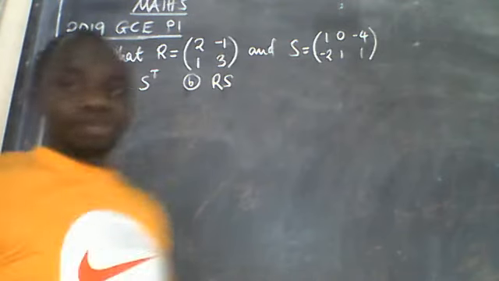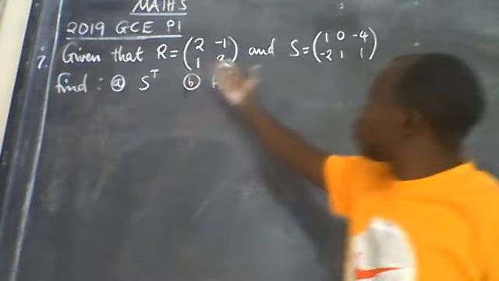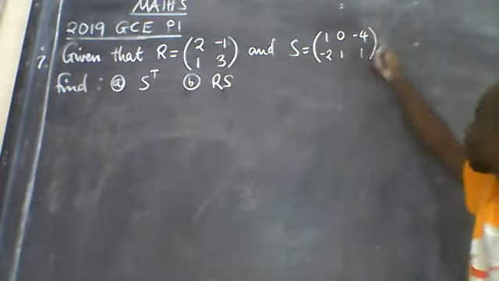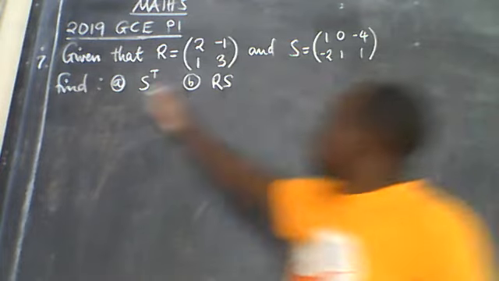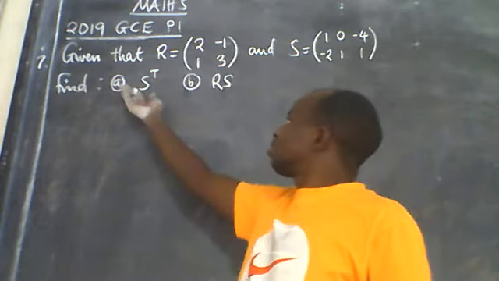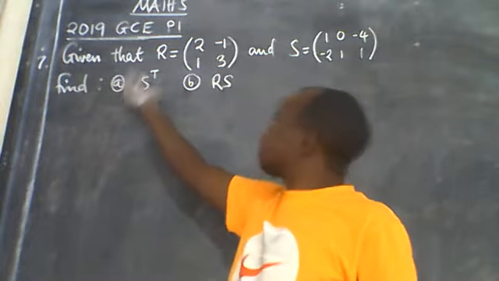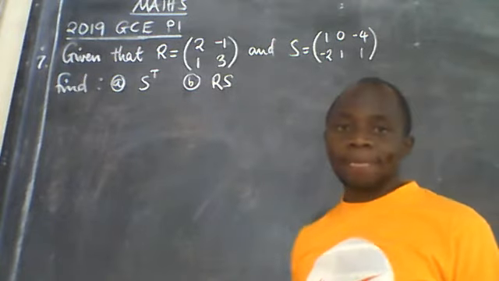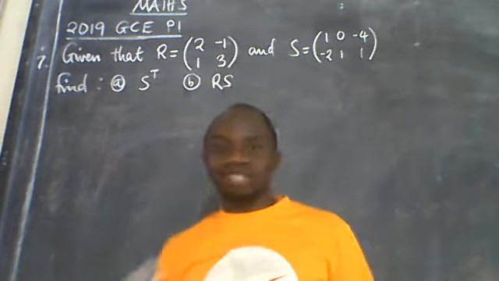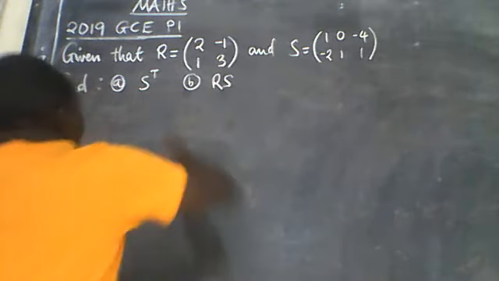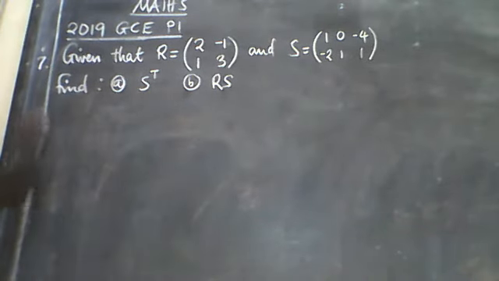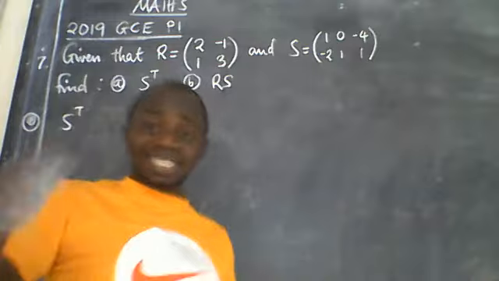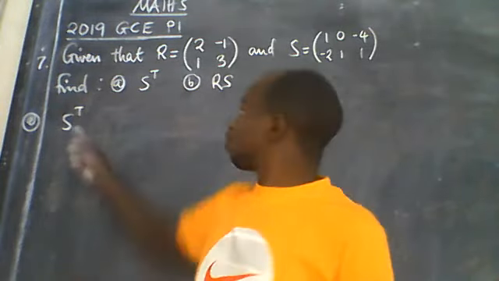Question number 7. Question number 7 says, given that R is equal to 2, negative 1, 1, 3, and S is equal to 1, 0, negative 4, negative 2, 1, 1. Find S transpose, meaning you find this matrix transpose, and then the other one is RS, you multiply. Okay, so this is from matrices, that's the topic there. So the first part, which is our A, is to find S transpose, S raised to the power T. The T is for transpose, the transpose of the matrix.